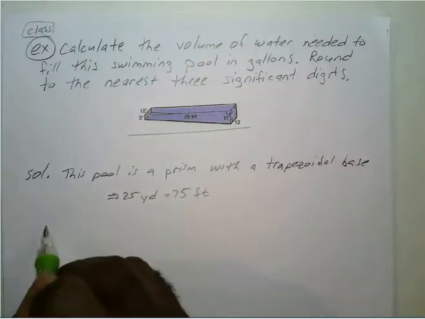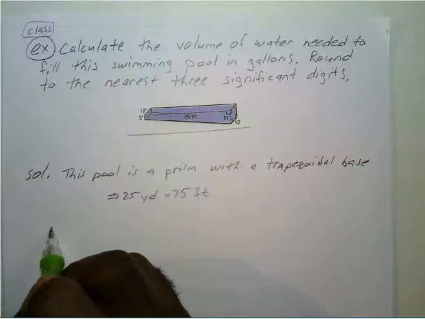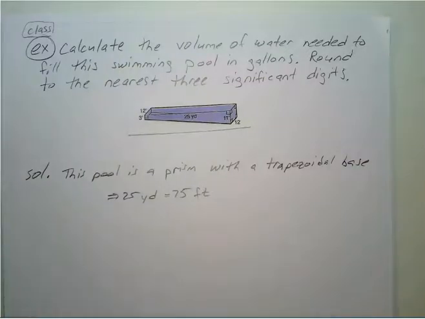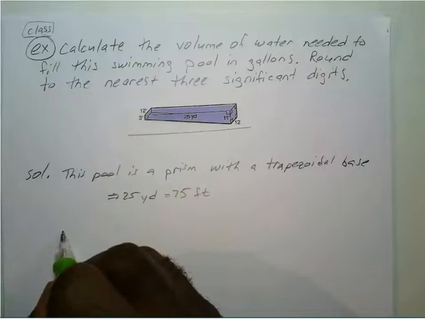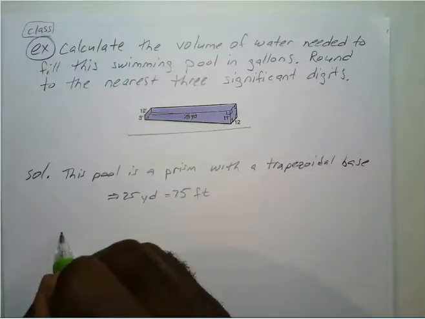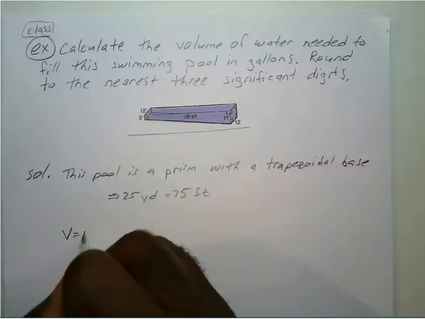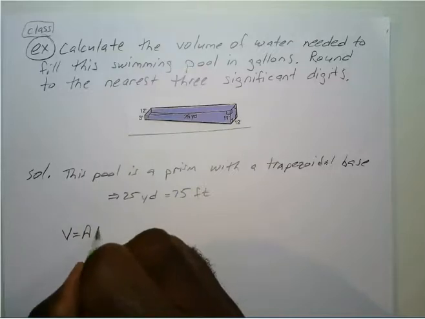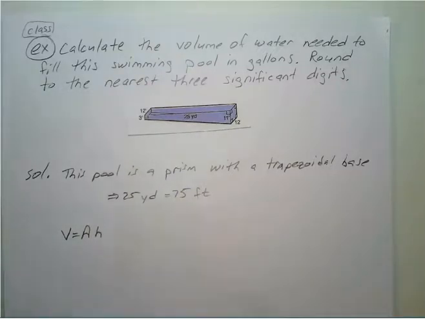So first thing we have to do, we have to find our altitude. But this is a little bit different than our other problems because we're only looking for the volume. We're not looking for the lateral area. We're not looking for the total surface area. We're just looking for the volume. And volume is the area of the base times the altitude. So we only need those two things. We don't have to solve for all of those things for every problem. We just need the volume because that's all they are asking for.